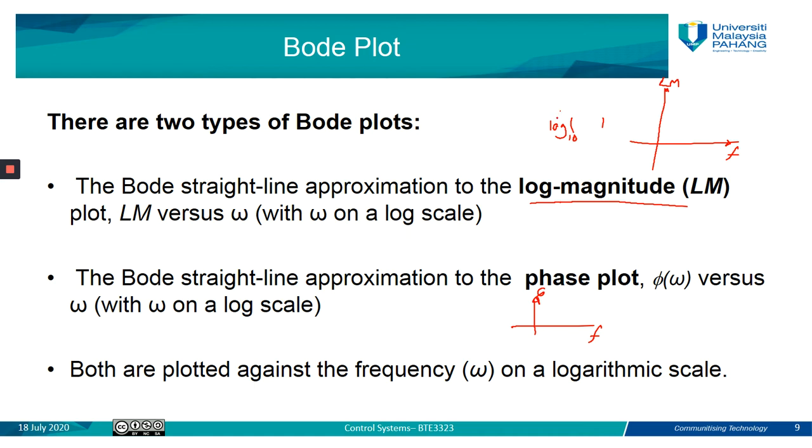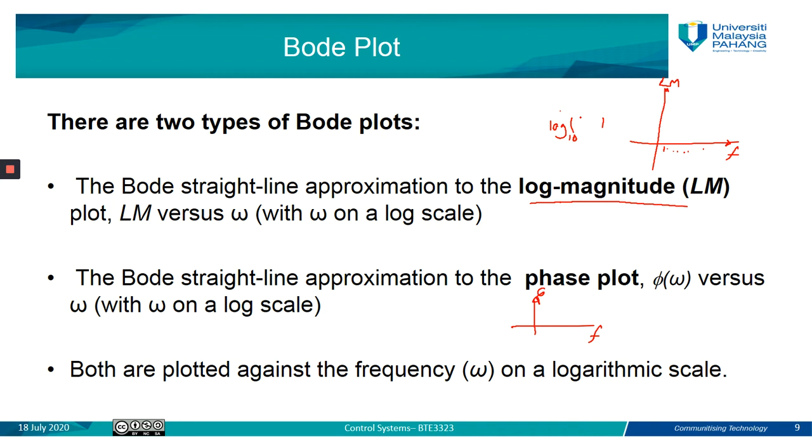Otherwise, we cannot represent the Bode plot in a normal representation, because the values here will be 1, 100, 100,000, 10 to the power of 6, 10 to the power of 9, and so on. So we have a wide range of values, so it's not easy to represent by the normal magnitude. For that, they select the representation of the log magnitude, so it can cover a wide range of values.